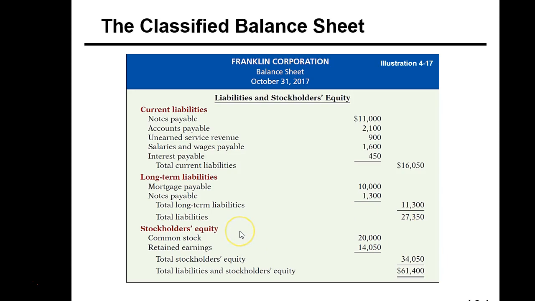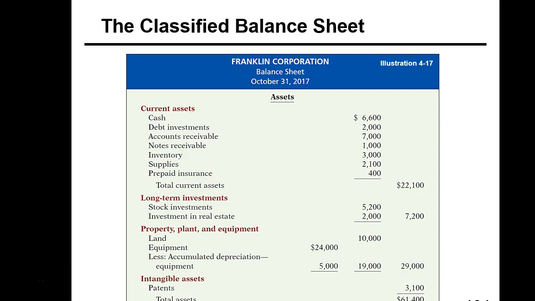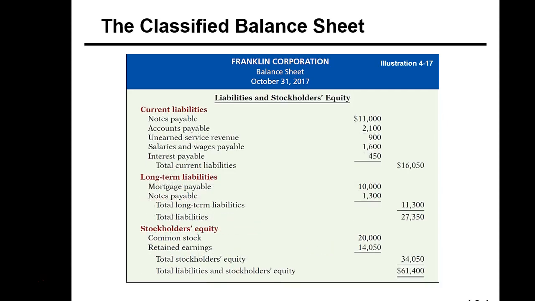For the stockholders' equity section, we have what's known as common stock and retained earnings to get your total stockholders' equity. And as always, the balance sheet must do what? It must balance. Your assets, which total $61,400, must also equal your liabilities and your stockholders' equity.